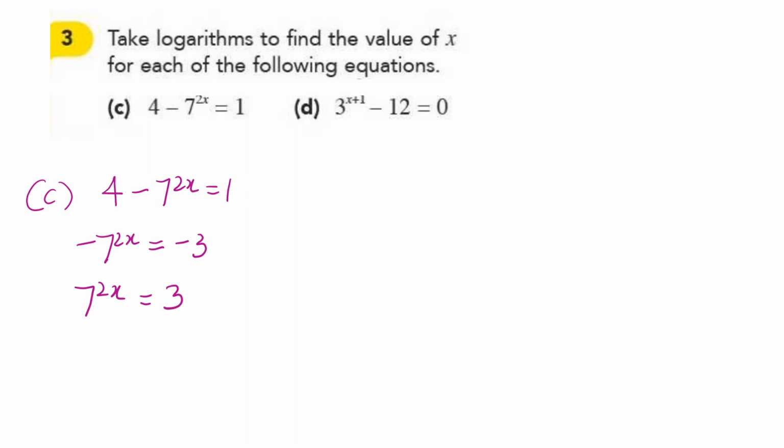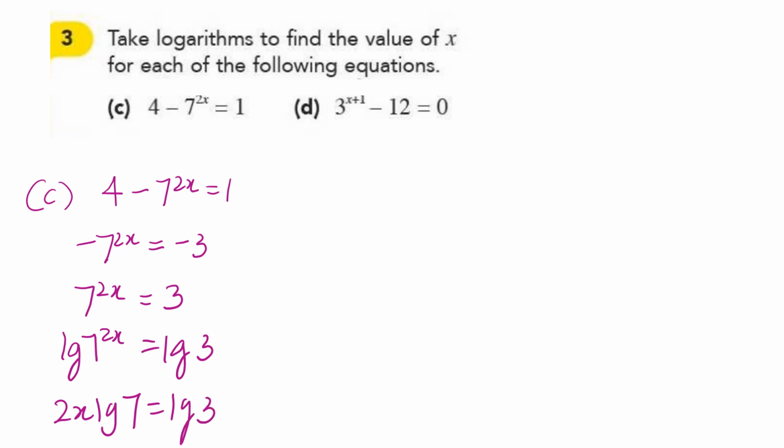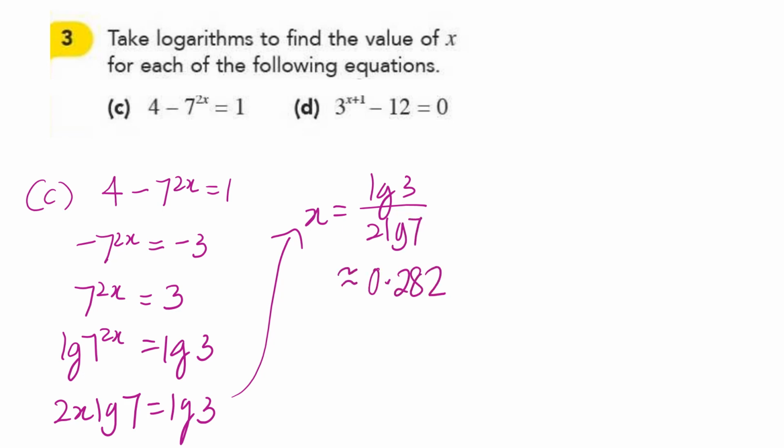From here, then you take log. Remember, from here, then you take log. So you can apply the power law, bring the 2x down, and you can divide by 2 log 7 on both sides. So x will be equal to log 3 divided by 2 log 7. Use a calculator to evaluate, and expressed to three significant figures, you get 0.282.